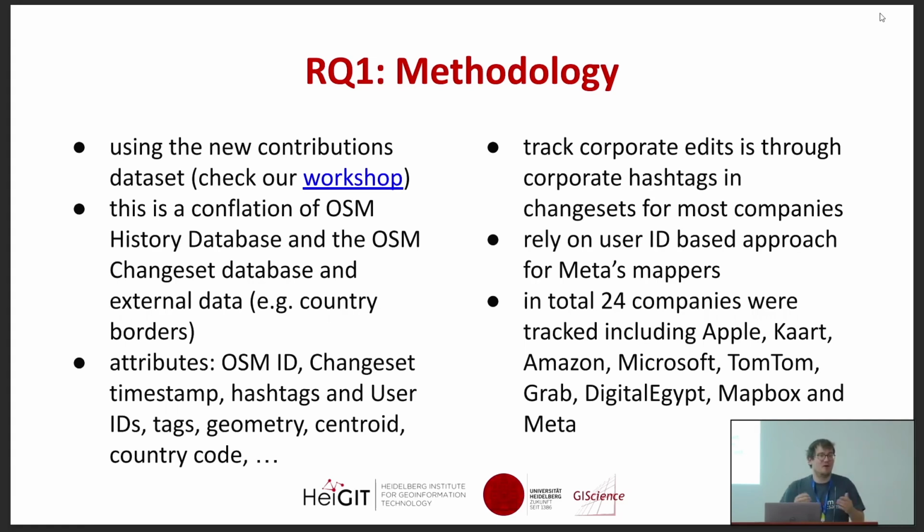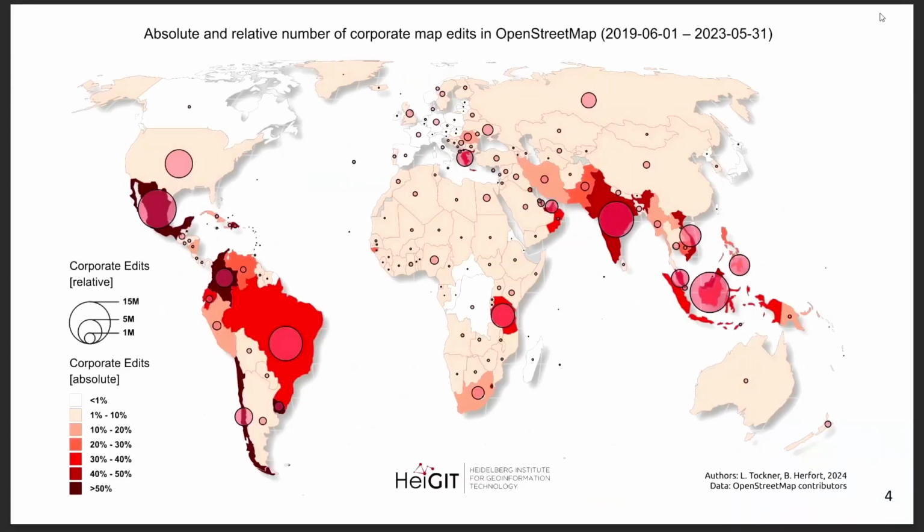So we had a long list of companies that we considered in this analysis. First thing, maybe I should have mentioned the time span. We looked at 1st of June 2019 to 31st of May 2023, so a 4-year time span. That was what we considered. And we grouped the number of contributions per country, and that's what you can see on this map.